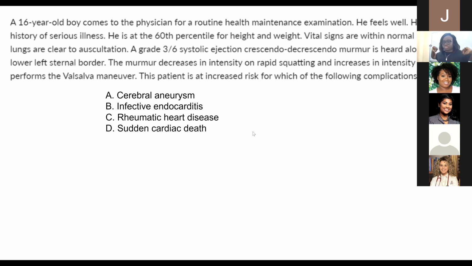Can you please explain the relationship with the murmur, like the Valsalva one, or the murmur decreasing in intensity on rapid squatting in HOCM? Yeah, sure. There is an image somewhere that I remember in my notes. Hold on, let me see if I can find it, because I feel like maybe I'm not explaining it great.